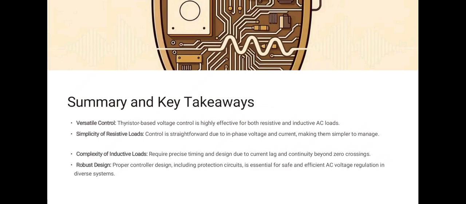Summary and key takeaways. Versatile control: thyristor based voltage control is highly effective for both resistive and inductive AC loads. Simplicity of resistive loads: control is straightforward due to the in-phase voltage and current, making them simpler to manage. Complexity of inductive loads: they require precise timing and design due to the current lag and conduction continuing beyond zero crossings. Robust design: proper controller design, including protection circuits, is essential for safe and efficient AC voltage regulation in diverse systems.